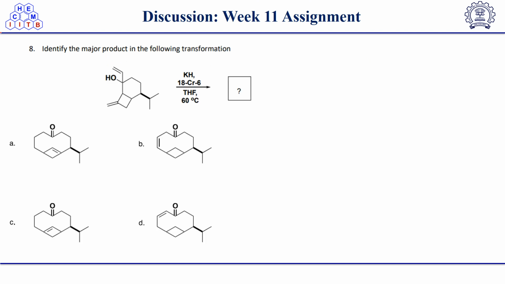Moving to the next question: identify the major product in the following transformation. So this compound, upon treatment with KH and 18-crown-6 in THF at 60 degrees Celsius, gives a ring expansion product, that is a cyclodecane kind of system. So which will be the major product?